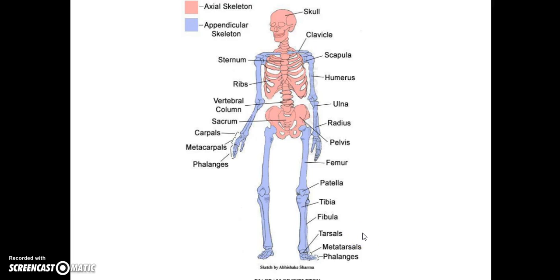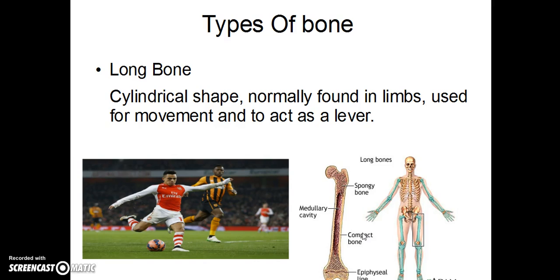There are several different types of bone. The long bones are cylindrical in shape, used for movement to act as a lever. The femur is a long bone, which is the bone here. Long bones also include the humerus and the tibia.